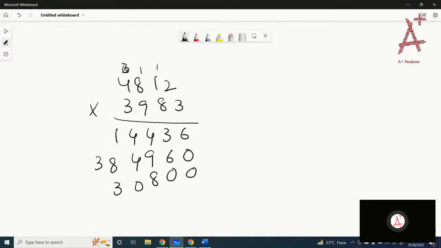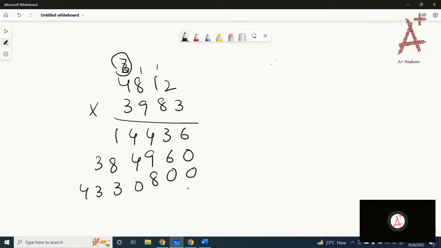9 times 8 is 72 and 173, 3 and 7 carry. 9 times 4 is 36, 37, 38, 39, 40, 41, 42, 43. So here you have 4330800. Okay, now we are left with the thousands digit.